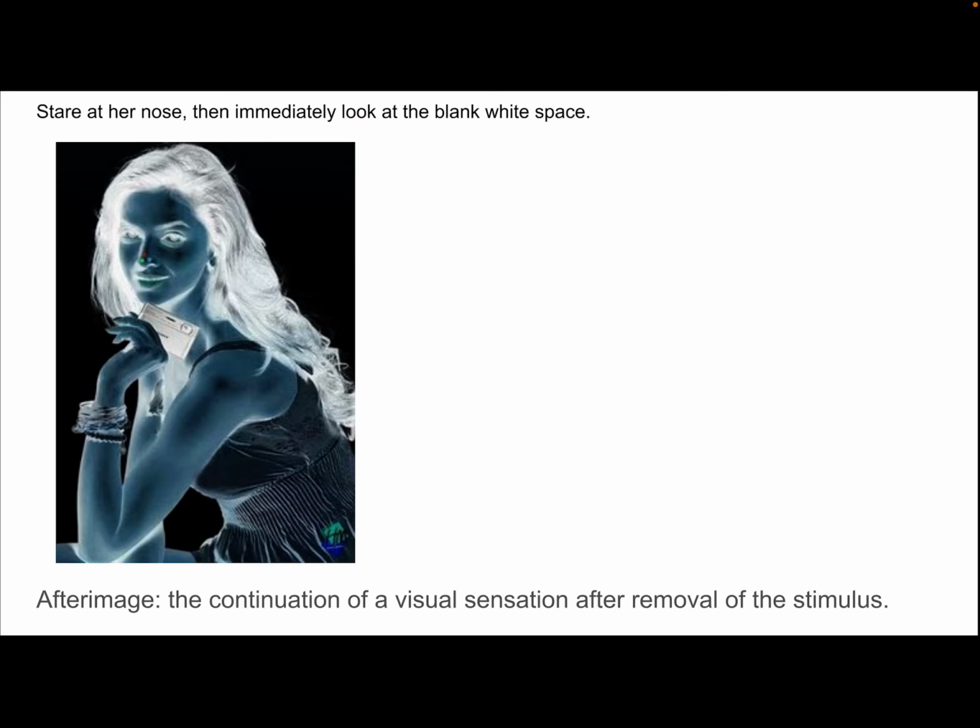Let's do a little experiment about those neurons that I was just talking about that help us see the opposite color sometimes. It's demonstrated with an after image. An after image is defined as the continuation of a visual sensation after removal of the stimulus. But in fact, it's not just a continuation, it's actually sort of the opposite picture. Let's see how it works.